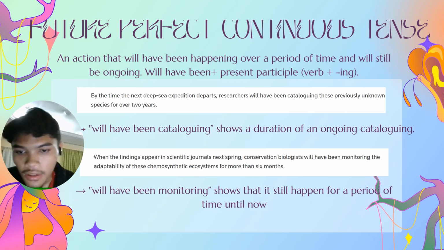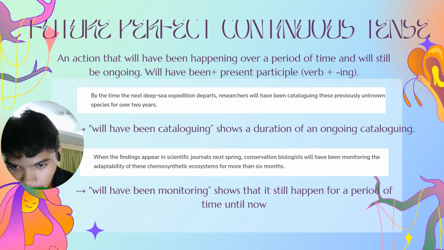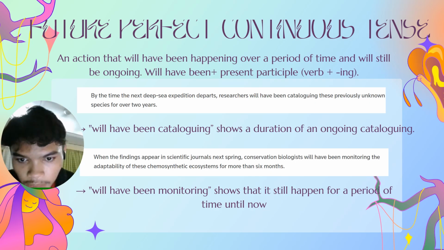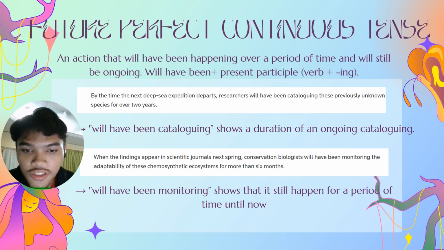Now for the second example, when the findings appear in scientific journals next spring, conservation biologists will have been monitoring the adaptability of these chemosynthetic ecosystems for more than 6 months. Will have been monitoring, which follows the same principle as the first example, shows that it has been happening for a period of time until now.